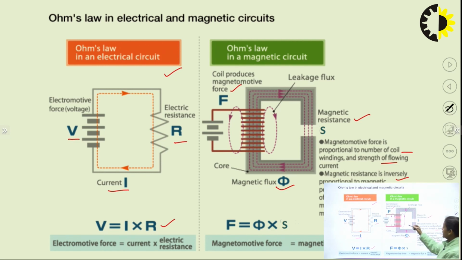If we relate the magnetomotive force, resistance and flux according to Ohm's law, we can write F is equal to phi into S. So, magnetomotive force is equal to magnetic flux into magnetic resistance. S is called here the reluctance. Instead of calling it resistance, we call it reluctance.